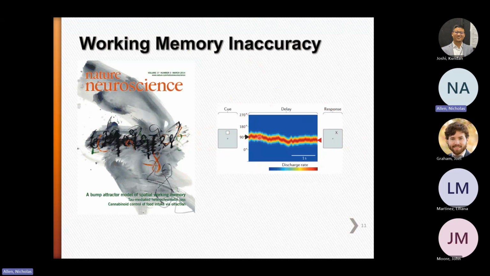This activity will be maintained during this delay period by virtue of this recurrent excitation connection. However, this peak of activity, this bump of activity, may drift in time. And wherever this peak ends up at the end of the day, this is exactly the location that we call at the end, is determined by where this peak goes. This is what the model did.